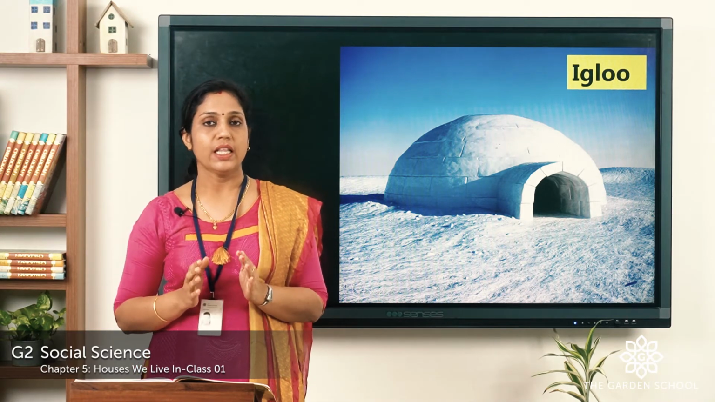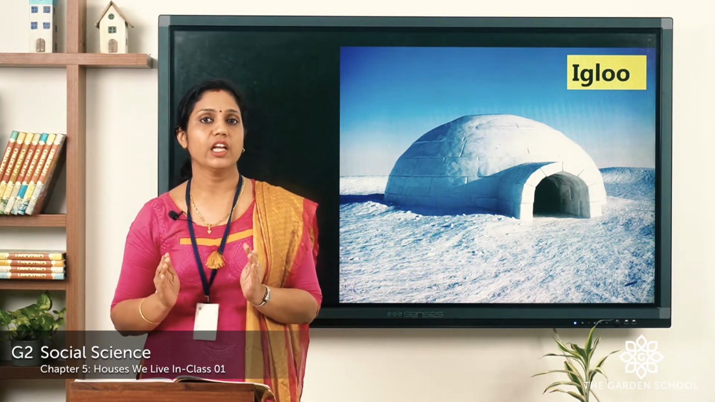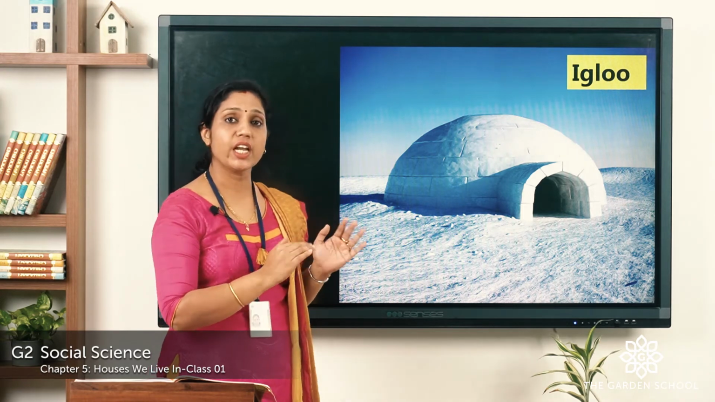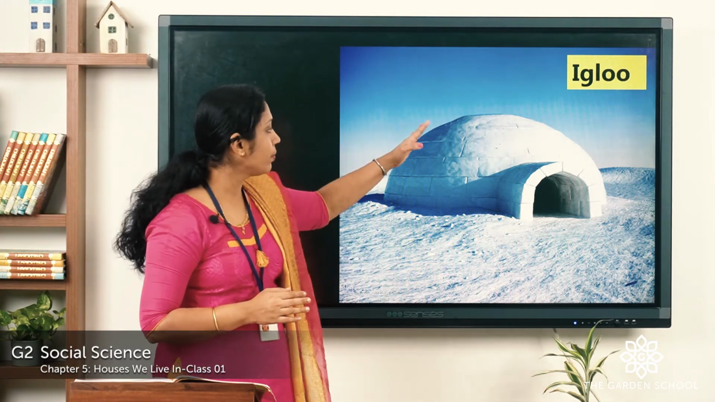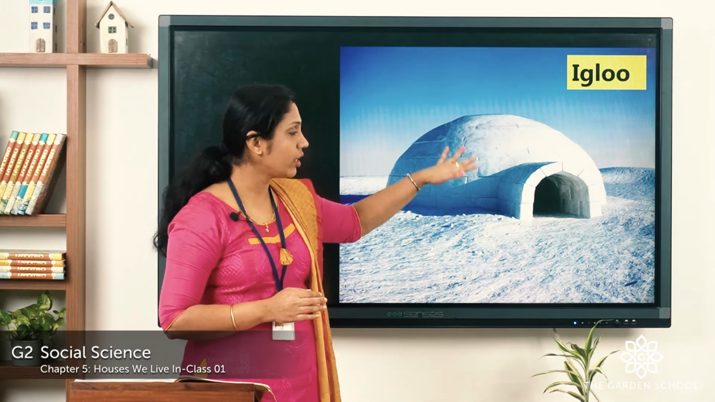The next one we are going to learn is an igloo. In this picture you can see that this igloo is made of snow. There are places that are covered with snow. There are cold places, and all through the year there will be snow. So such houses are built using blocks of snow, and you can see that it is in the shape of a dome. So this shape is called a dome. The igloo is built in the shape of a dome, and it is built using blocks of snow.